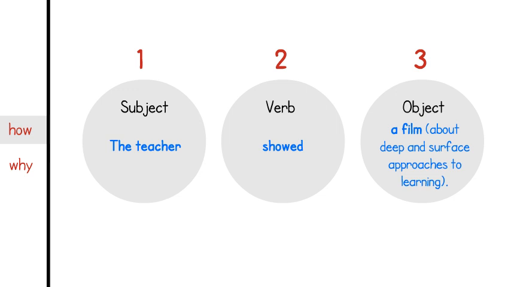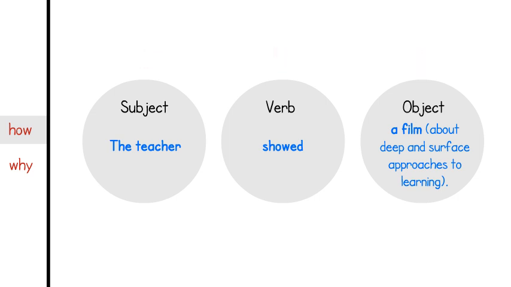This sentence, like many in the active voice in English, has the following structure: subject plus verb plus object. This subject-verb-object order, or SVO, is the most common structure in English, so you are probably very familiar with it.